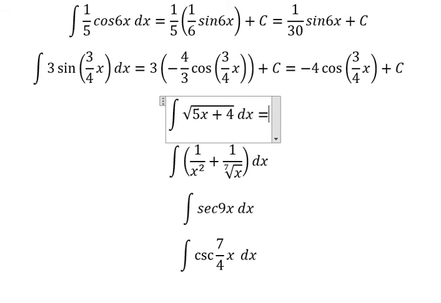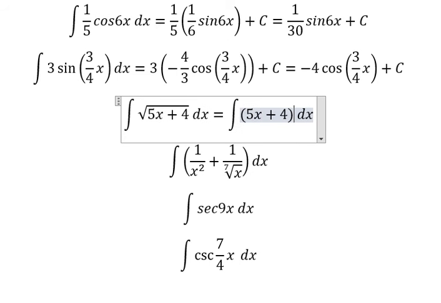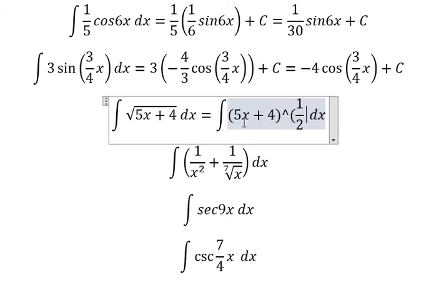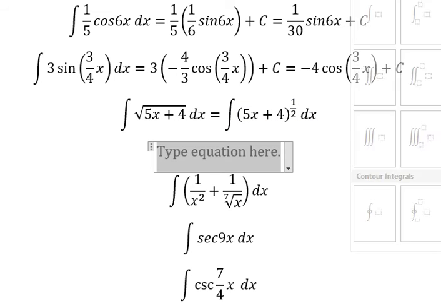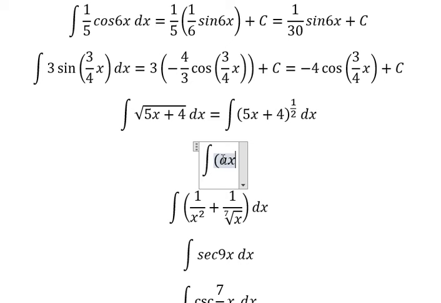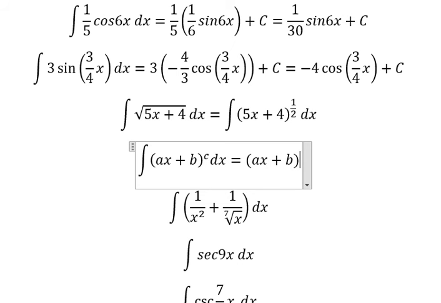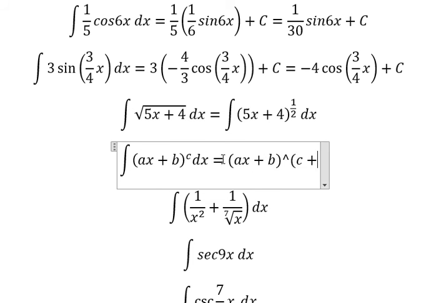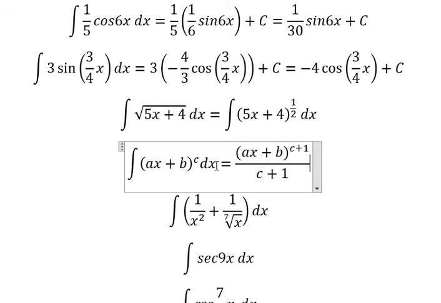Question number 3. About this integration, we will have 5x plus 4 to the power of 1 over 2. Now we have the formula in here. The integration of ax plus b to the power of c, you will have ax plus b to the power of c plus 1 over c plus 1 multiplied by a.